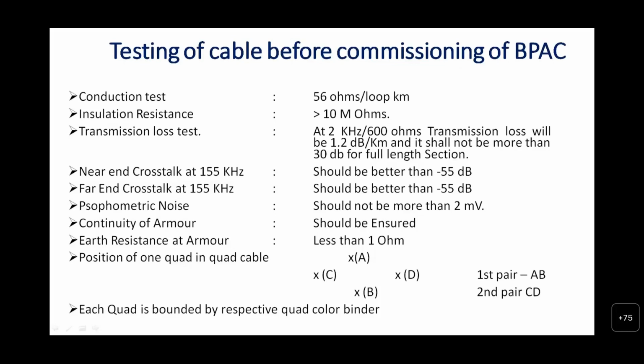Far end crosstalk at 155 kilohertz should be more than minus 55 dB. Psophometric noise test should not be more than 2 millivolts. Continuity of armor should be ensured, and earth resistance at armor less than 1 ohm. And it should be ensured that the position of the cores in the quad cable is: first pair should be A and B, and second pair should be C and D. Each quad is bound by the respective quad color binder.